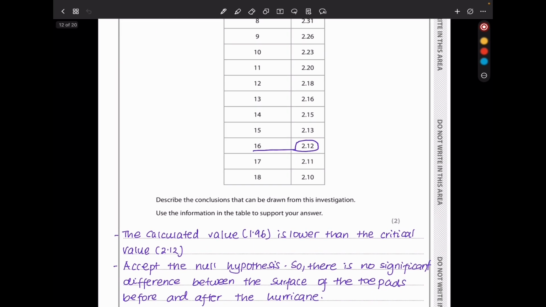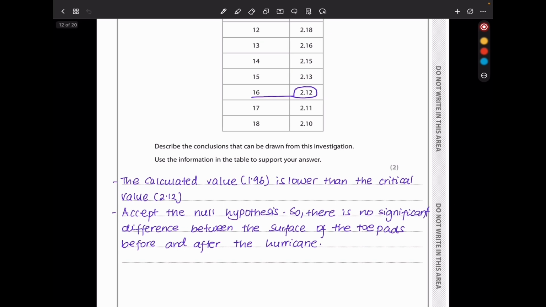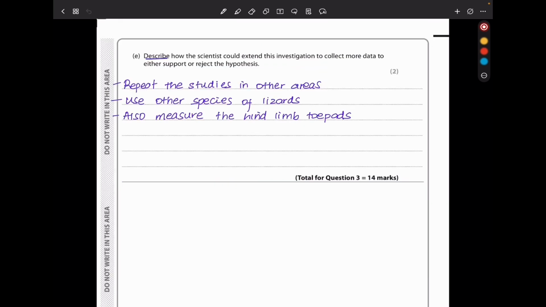And next they say describe the conclusions that can be drawn from this investigation. They want you to use the information in the table to support your answer. If I compare the calculated and the critical value, the calculated value is 1.96, and this is lower than the critical value, which is 2.12. So I will accept the null hypothesis, and this means there is no significant difference between the surface area of the toe pads before and after the hurricane.